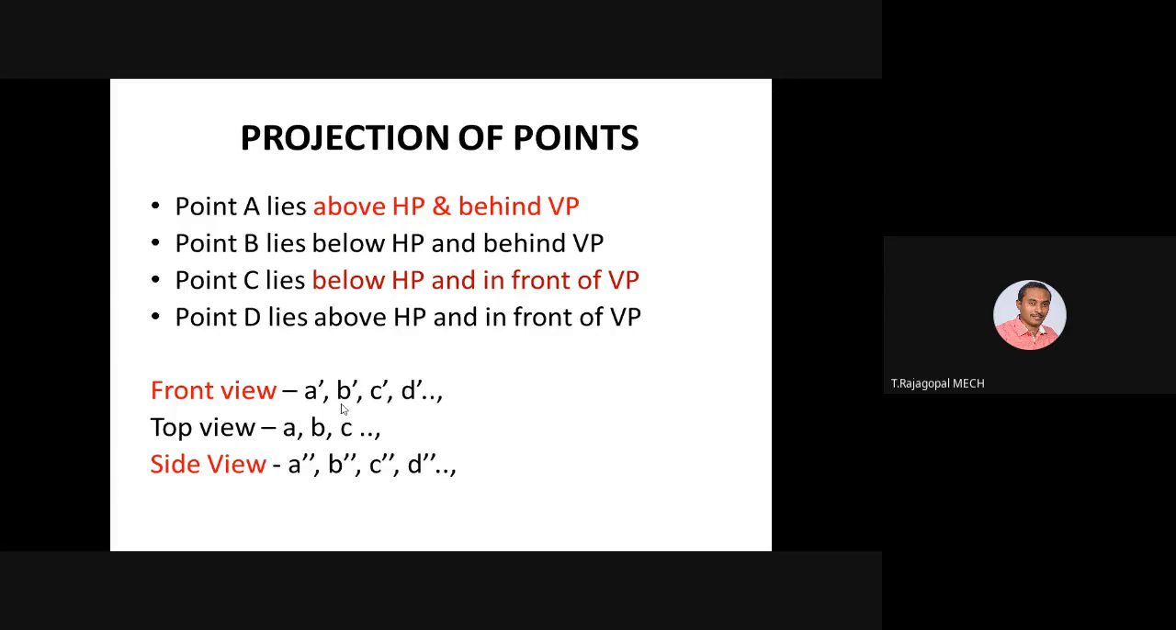If you are denoting it as A dash, it indicates front view. In case of top view, if you note it as A dash, even though you may draw the answer correctly, if your notation is wrong, it will be considered a wrong answer. So don't do that. Remember, for front view, it is A dash, B dash, C dash, D dash. For top view, it is simply a, b, c in lower case. Side view, it is A double dash, B double dash, C double dash. Okay.